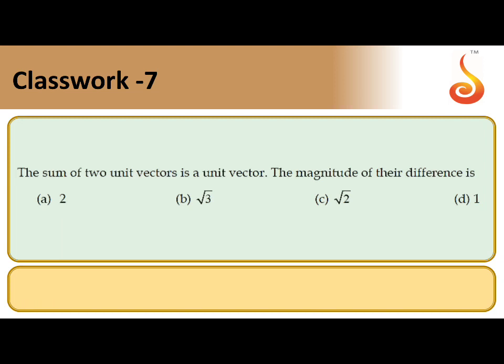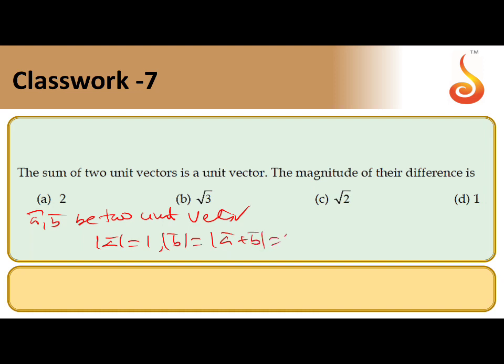Next question. The sum of two unit vectors is a unit vector. What is the magnitude of their difference? Two vectors, you can take A bar and B bar, as two unit vectors. They are given modulus A equal to 1, modulus B equal to 1, modulus of A plus B also equal to 1. Now what are they asking? They are asking the value of modulus of A minus B. I'll solve the question on the next page, so you get proper clarity on solving this one.